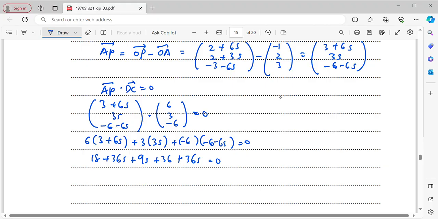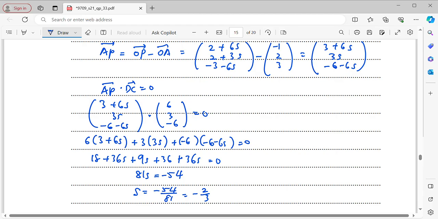So from here, 36s plus 9s plus 36s, you will be getting 81s. Then the 18 and 36 you plus together, it will be 54. So when you move the 54 to right side, becomes negative 54. Hence your s is negative 54 over 81. Then you will get negative 2 over 3.